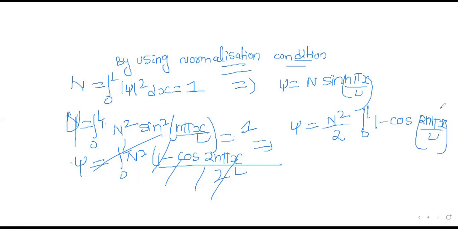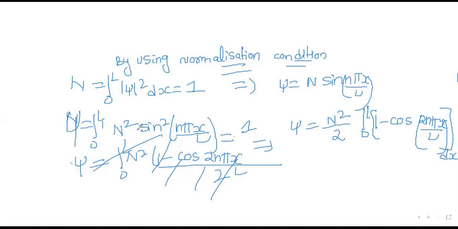Now this is into dx, where this value is what? Now, in the next one, we started with this. Using the normalization condition, we need to calculate what n is. The integral from 0 to L of psi square dx is equal to 1. So psi is equal to n sine n pi x by L.